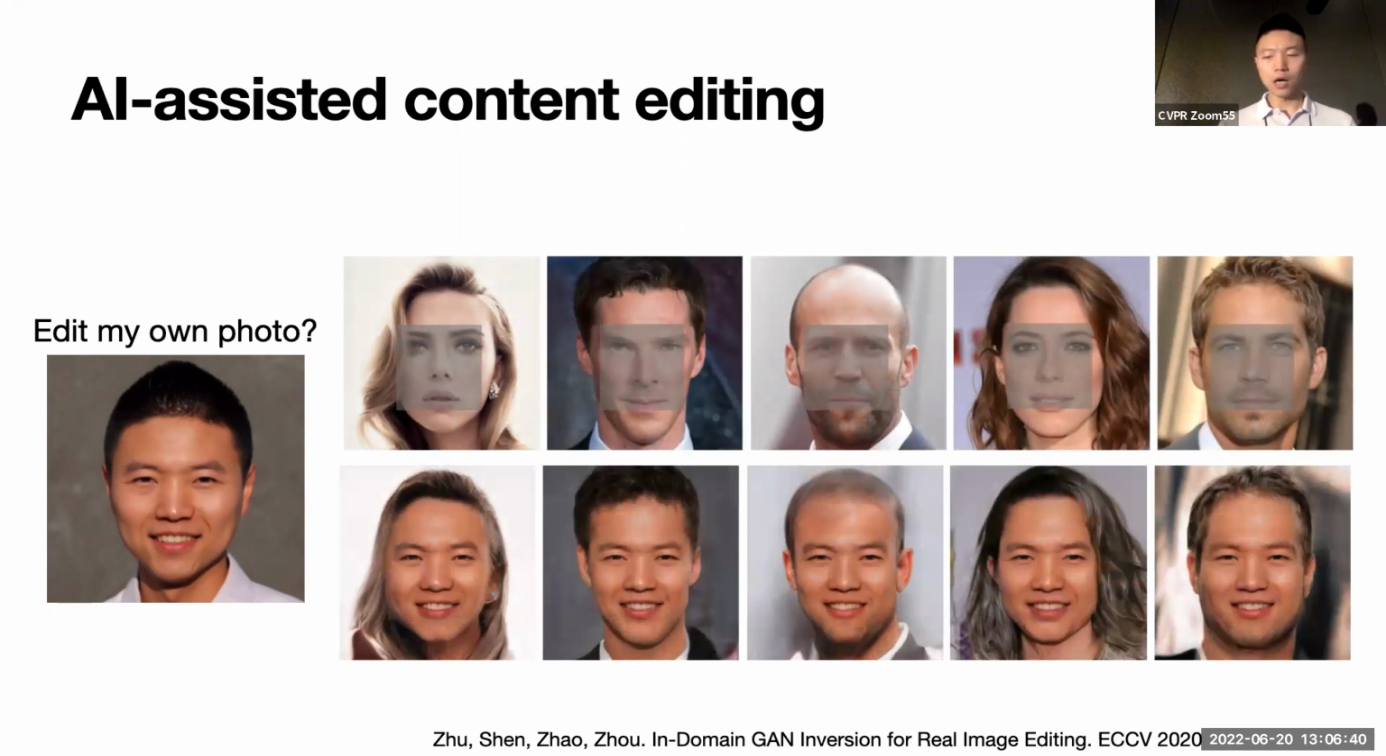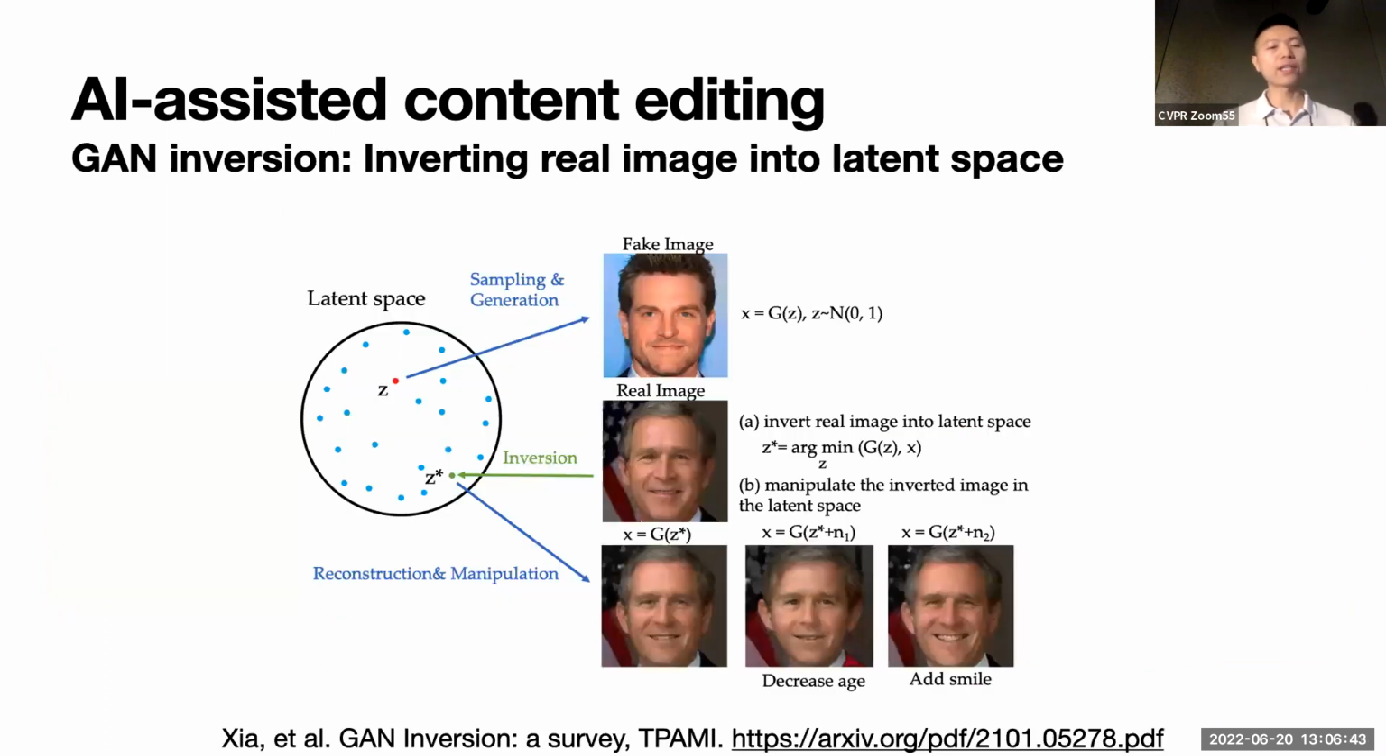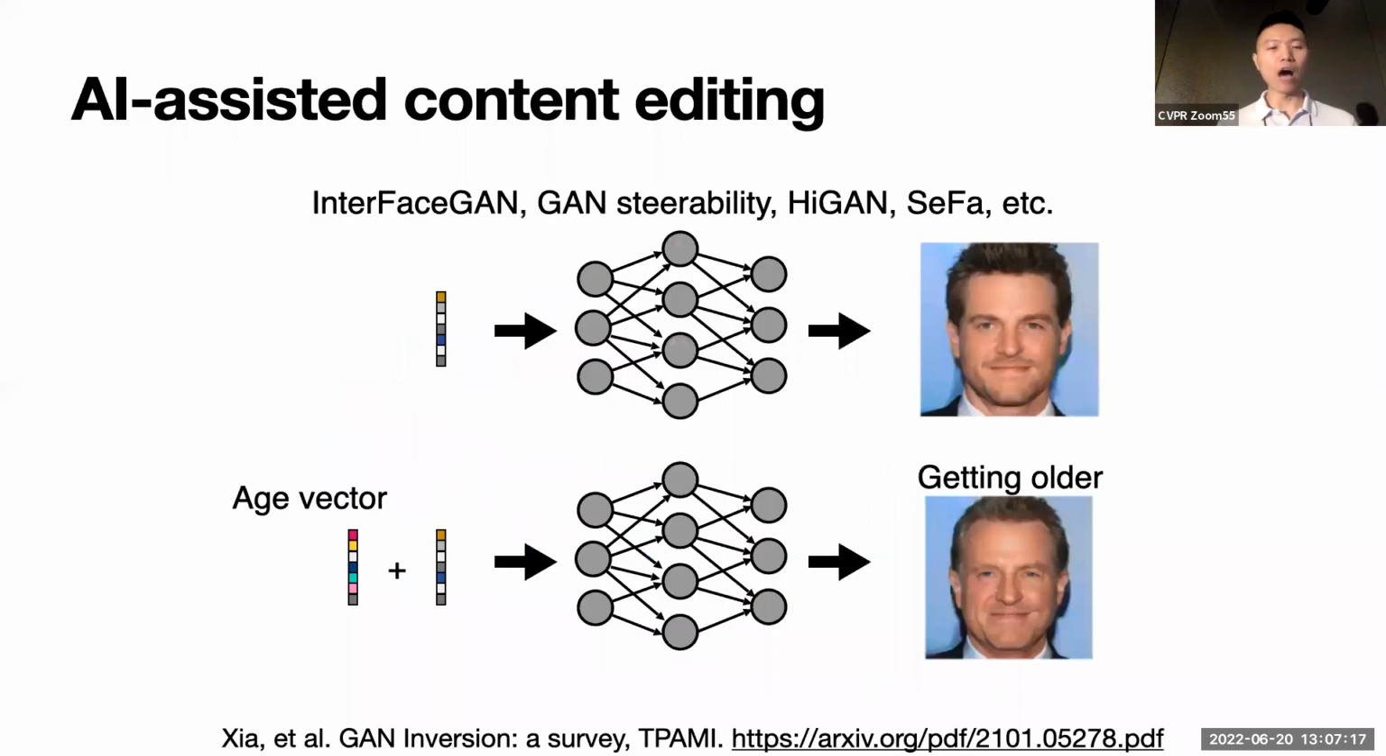That leads to a problem called GAN inversion in this field. Here is a survey paper we wrote on GAN inversion. After GAN training, you have the generator, and then you can generate a realistic image. If we want to edit our own image, we have to solve an optimization problem: given a real image, how can we recover the latent code, and then reconstruct the image using the generator? Then we can do a lot of latent manipulations.